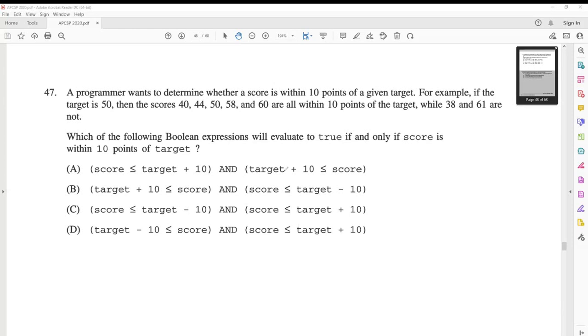So basically, target plus 10. Target is 50, so 50 plus 10 is 60. Score greater than 60? No, this one's wrong. Here, target minus 10 is greater than or equal to score, so you move the minus 10 over, and you get score plus 10 less than or equal to target.